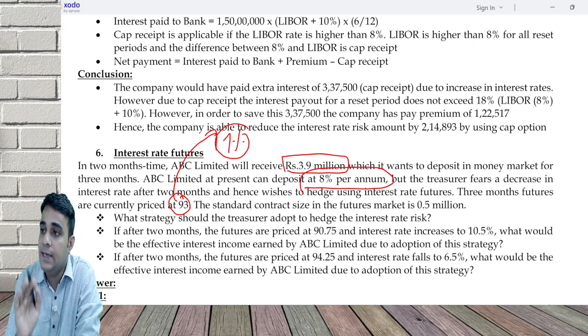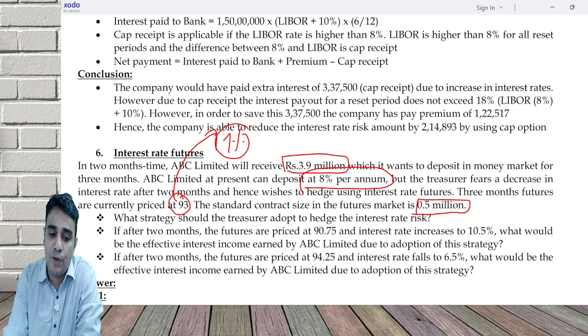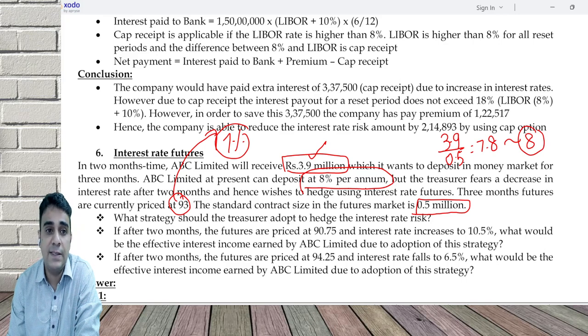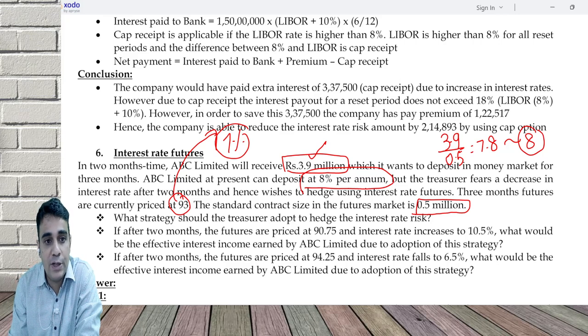100 minus 93, 7%. The standard contract size in the futures is how much? 0.5 million. How much do we want to deposit? 3.9. 3.9 divided by 0.5 is how much? I'm rounding off to 8, which means I have not done a proper hedge. Proper hedge means I should have exactly covered 3.9 million. This is the first problem with interest rate futures. Practically people avoid futures because of these issues. When we did that chapter also, sometimes decimals will come, we'll round off and then go ahead with the calculation. I'll explain the strategy later.